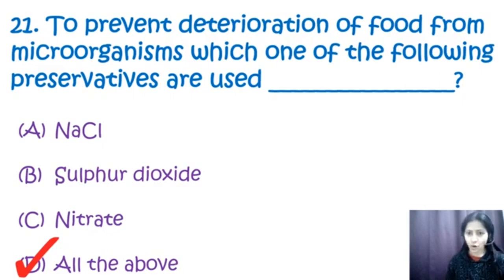spoilage from the microorganisms, which includes sulfur dioxide. It is mainly used to preserve dried fruits, wines, and beers. And sodium chloride is used to preserve meats and fish. Whereas nitrates are used to preserve meats. Even it contributes a pinkish color to the meat. So here the correct option is all of the above.